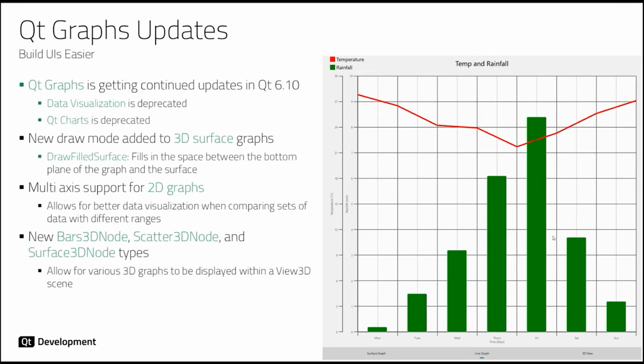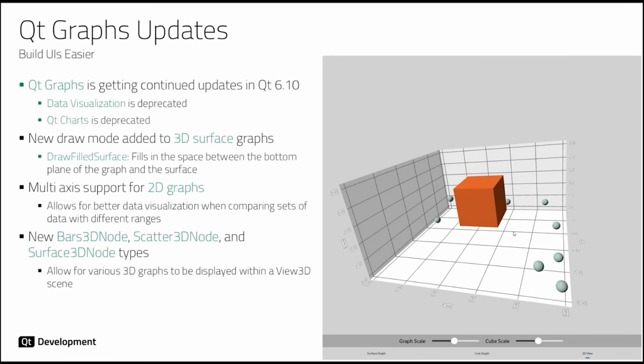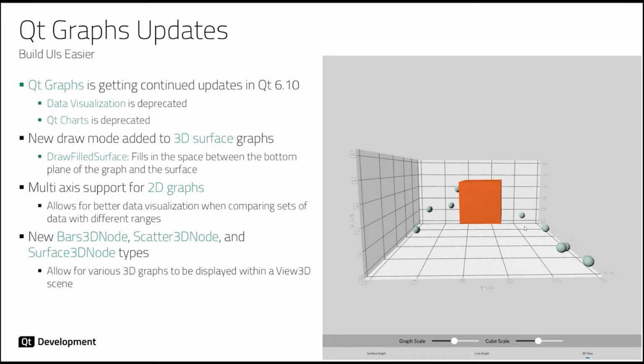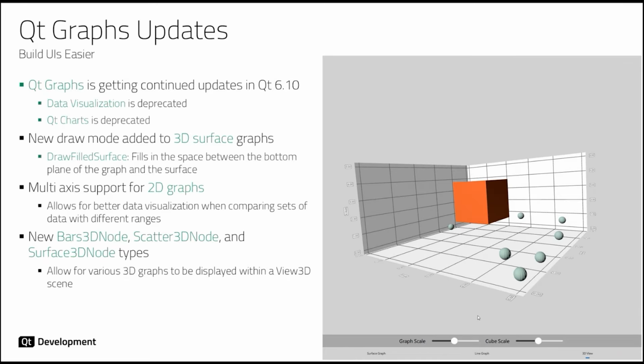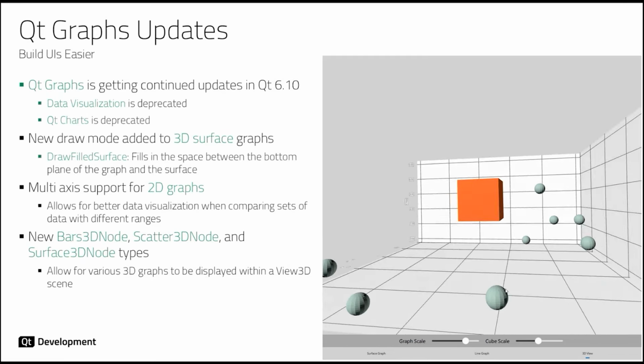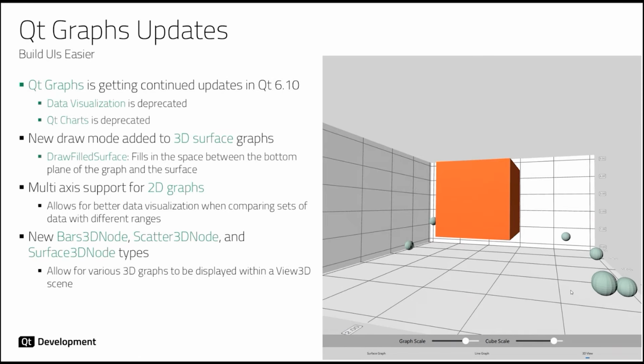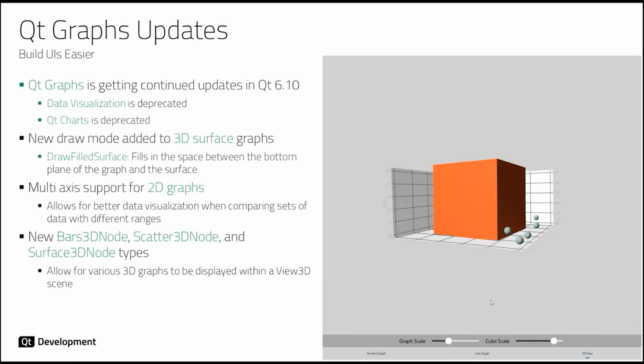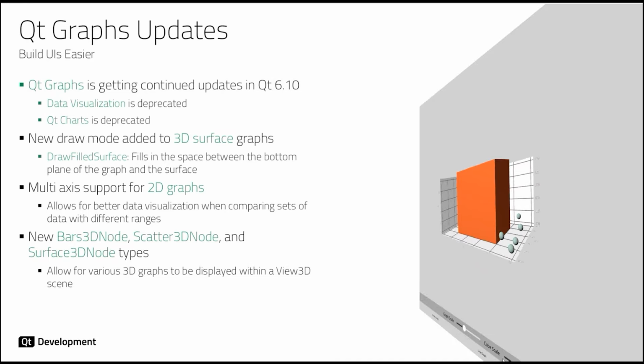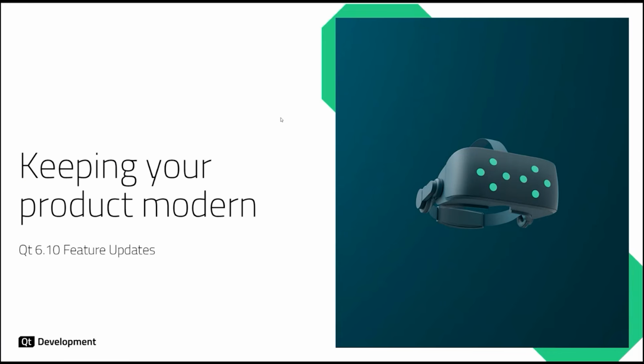So we've got a line graph here with the multi-axis support. So we can see there are two y-axes there, one for temperature and one for rainfall. Just an example of a 2D graph that has the multi-axis support. And then lastly, we have a 3D view, which has a scatter 3D node within that 3D view directly implemented. So we have a 3D graph implemented within a 3D view. And that will cover our Qt Graphs updates, and we'll conclude our build UIs easier section. I will pass this back to Ben.